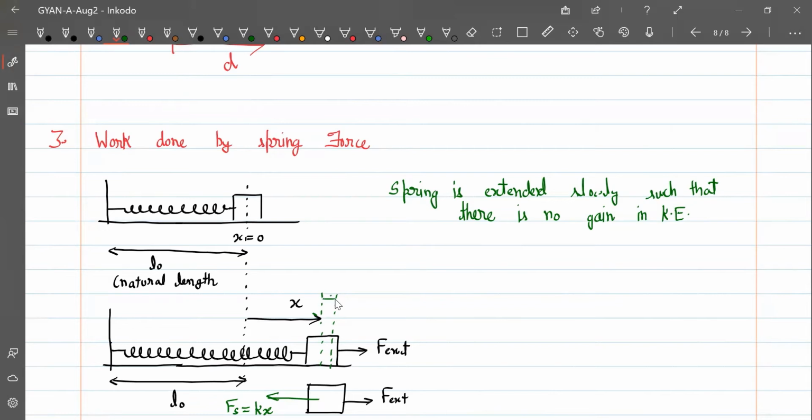Let us say the spring is extending. So if I calculate work done by external agent, or if you want to first calculate work done by spring, this is work done by spring.